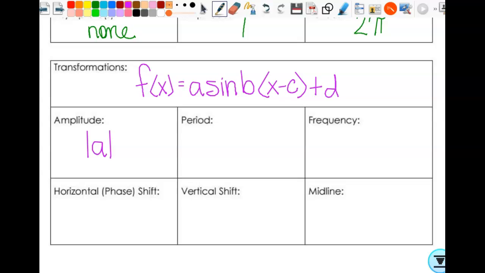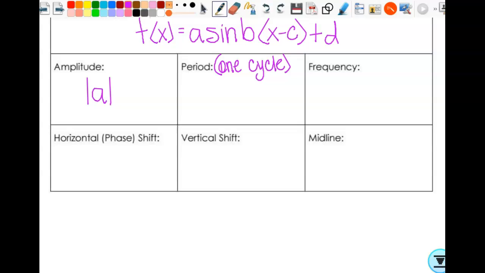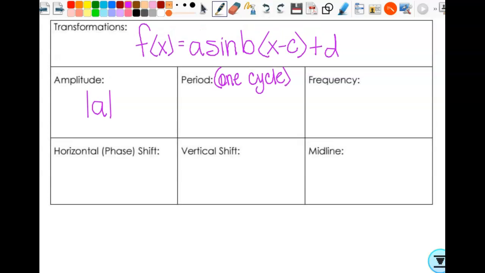So remember I said the period is the length of one cycle. And period and frequency are very much related. So the period is the length of one cycle. The frequency is how many cycles happen within what the generic period is supposed to be. So it's kind of the same formula, but just one is solved for one thing and one is solved for the other. So if I need the period to be able to graph it, the period is equal to 2 pi divided by the absolute value of b.